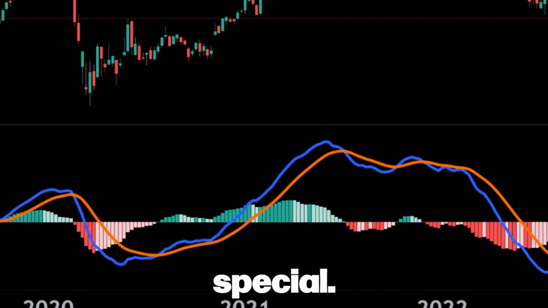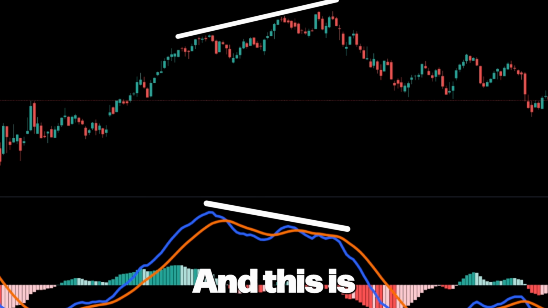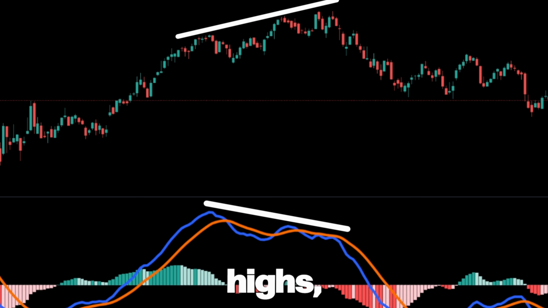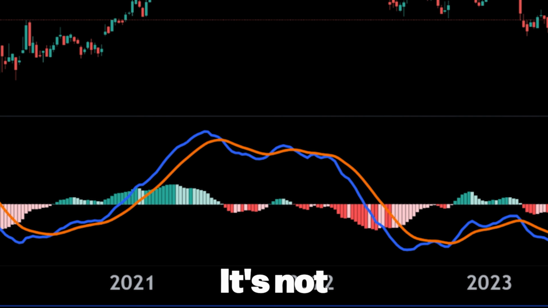After that, you see something very special. You see a divergence pop up right after that, and this is very, very important. You will see that the MACD had lower highs, but the price of Bank of America was having higher highs. And what does that mean? That means it is a strong bearish divergence, and that is very, very important for you to understand, because of what happened next: the price of Bank of America finally came down. It's not going to tell you exactly when, but you know it's coming, so you are not going to be holding as many long-term positions in this scenario.